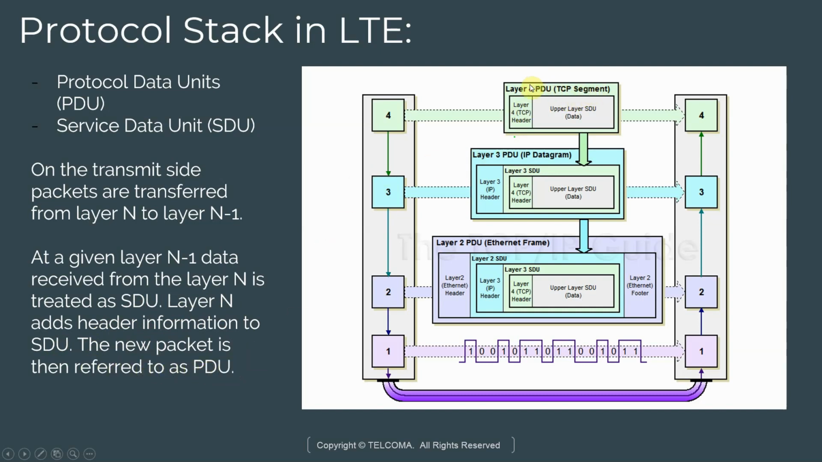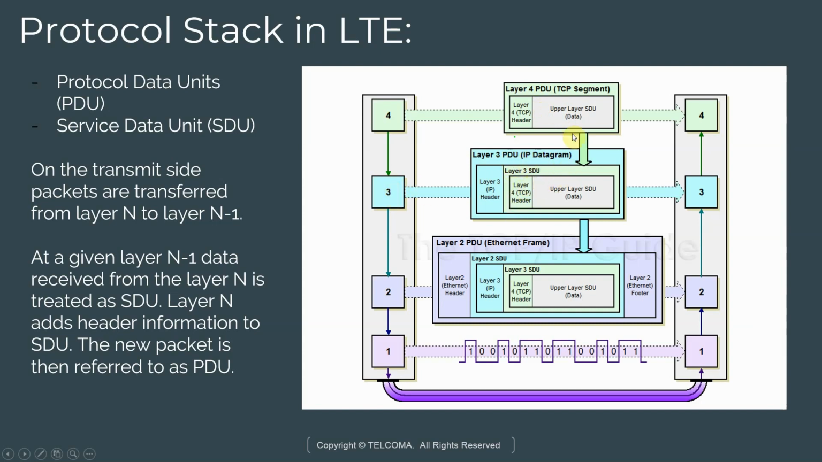So let's examine this. Say you are at layer 4. Now you may have received a packet from layer 5, data, and that is your SDU part here, and then layer 4 adds some header. In this case it adds some TCP header, and then the combined packet is called a PDU. Then this gets pushed down to layer 3.